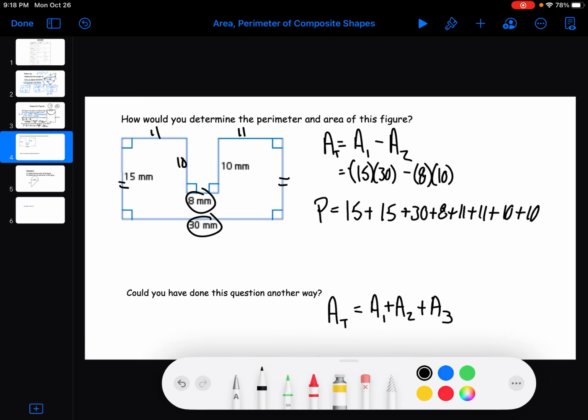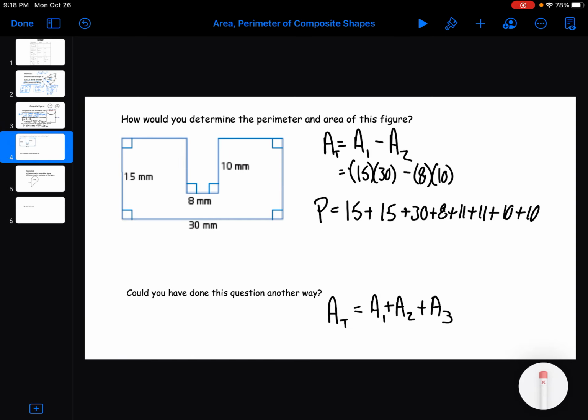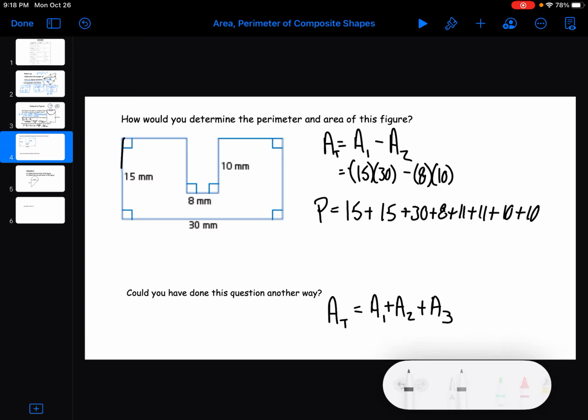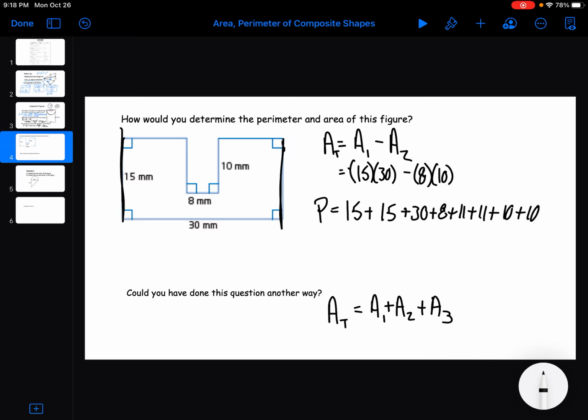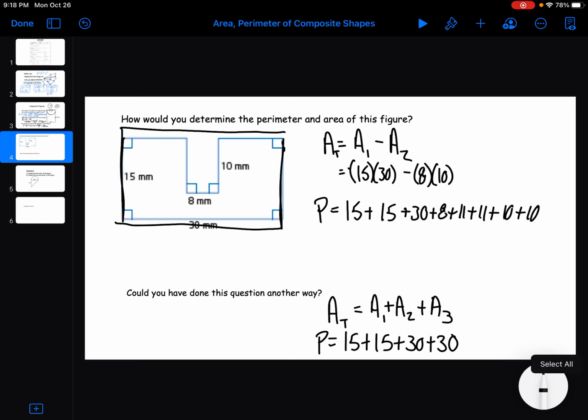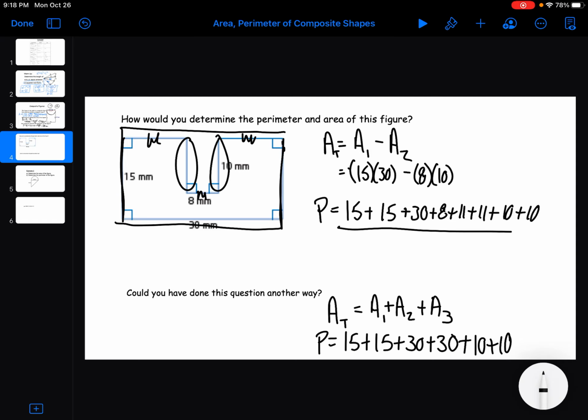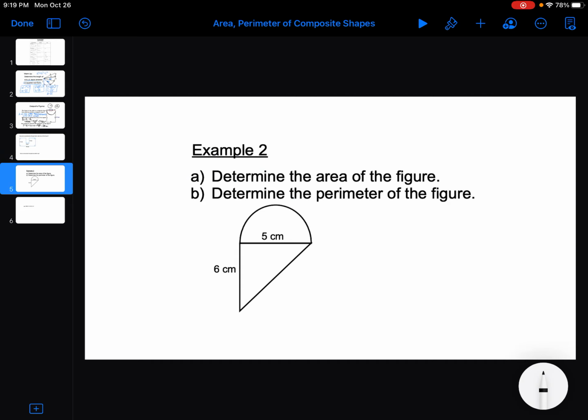Okay. The other way you could look at it is, we know that this side is 15. We know that this side is 15. So we could say perimeter is 15 plus 15. We know that this is 30, and it has to go all the way across here, which is also 30. So plus 30, plus 30. Okay, that's going to take out this, this, and this. And then we've just got 2 10s left. So plus 10, plus 10. It's a little bit less writing, a little bit less math than that first method, and it's going to give you the right answer. So, moving on to this last one.